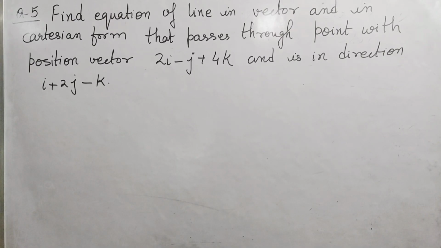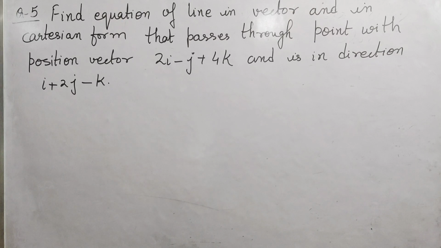Now, we have question number 5 in our exercise 11.2. Find the equation of line in the vector and in Cartesian form. That means now we learn how to find the equation of lines in Cartesian form also. Remember one thing, in 3D geometry we find the equation of a line in 2 forms, vector form and Cartesian form. And now we learn this from this question: the line passes through the point with the position vector 2i minus j plus 4k and is in the direction of i plus 2j minus k.